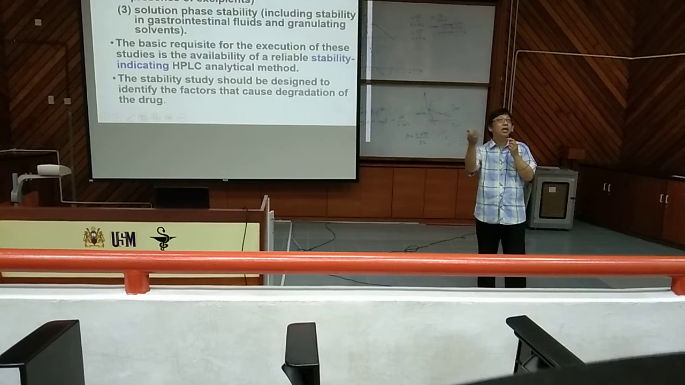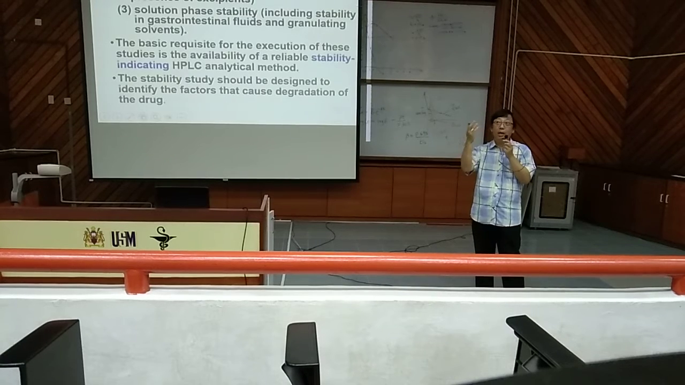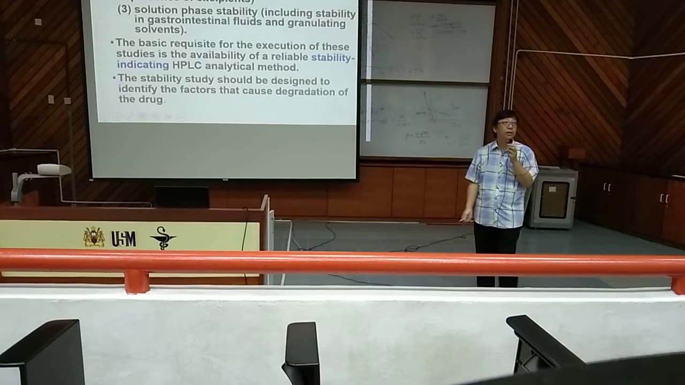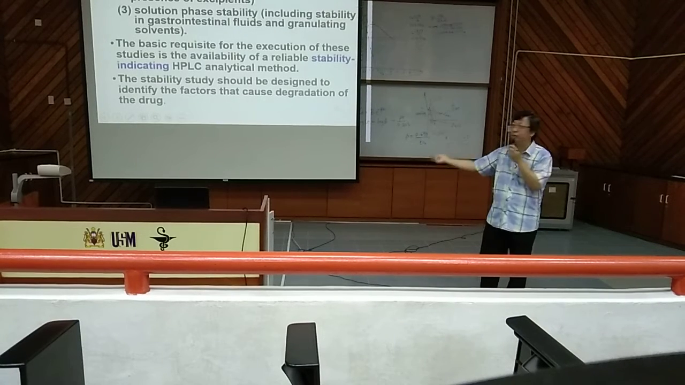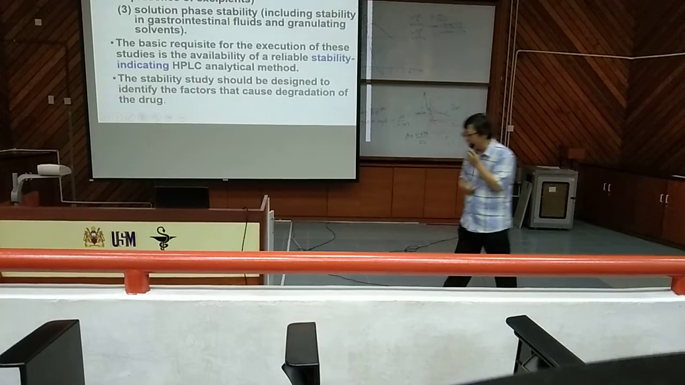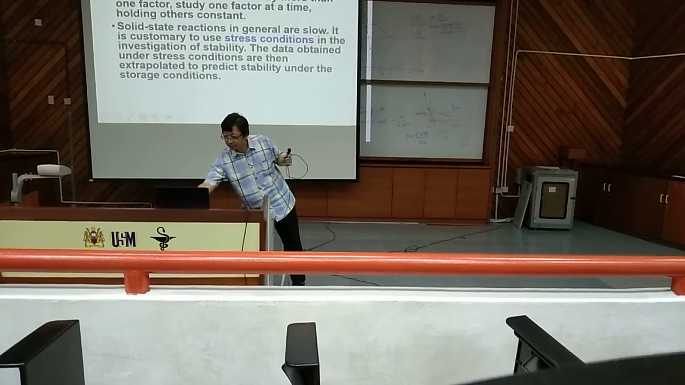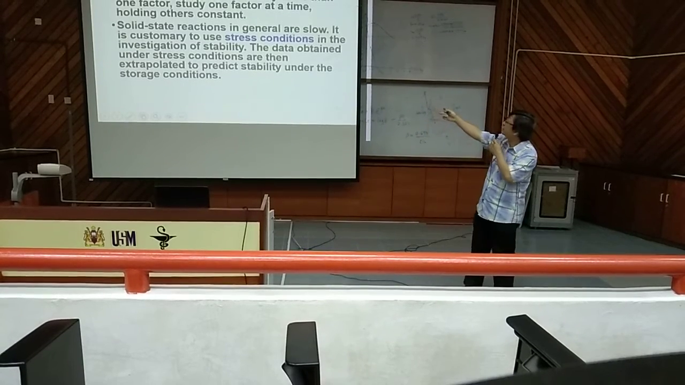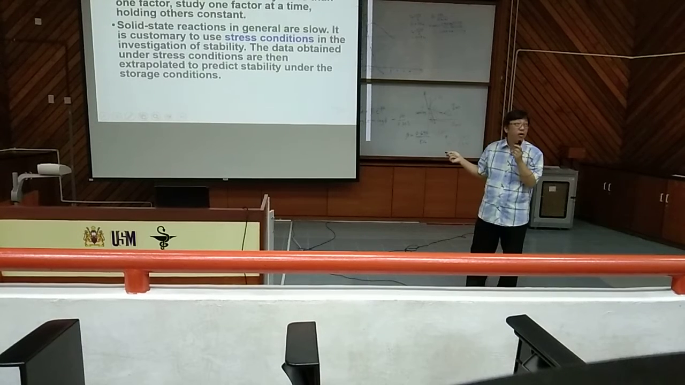When you develop a stability indicating method, how do you do it? You have to go through a certain process. You have to use H2O2, HCl, and NaOH. There are certain parameters that you have to do. Whoever is teaching HPLC here will teach you how to do it.